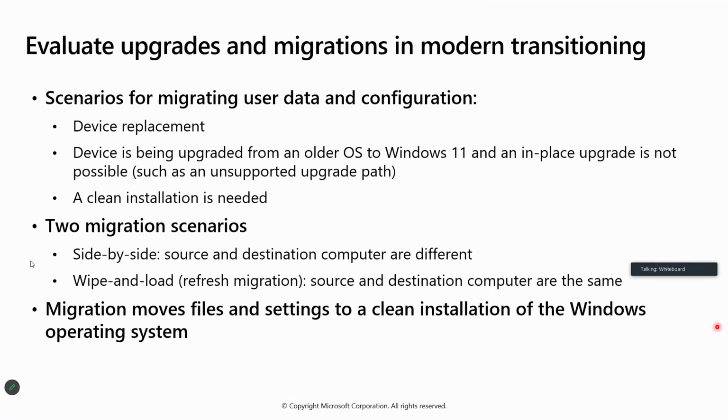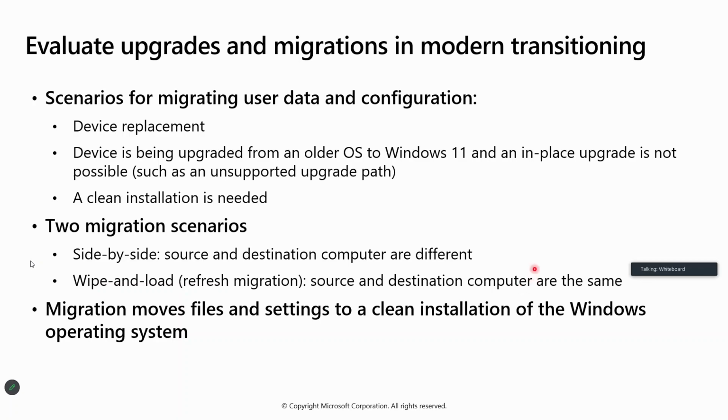So when we're doing a migration, they mentioned over there 2 different scenarios. Side by side and wipe and load. What do we mean by that? Side by side, I've got a new computer and an old computer. So I basically have my new computer and I'm migrating the stuff from the old computer onto the new computer. I can do that at any time. Wipe and load or a refresh migration. Then my source and destination computer are the same.